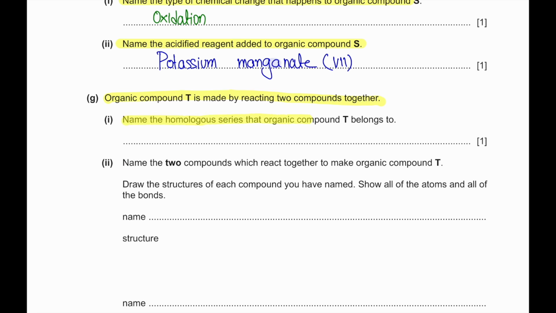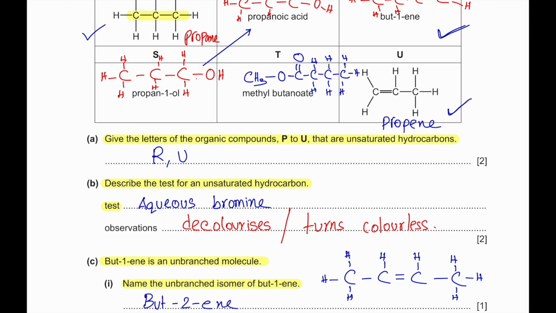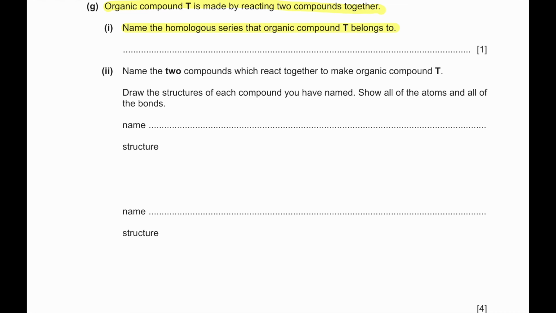Organic compound T is made by reacting two compounds together. Name the homologous series that the organic compound T belongs to. So organic compound T is basically an ester. We can see that it's an ester due to the COO bond between the two carbons. So the homologous series that it belongs to is ester.